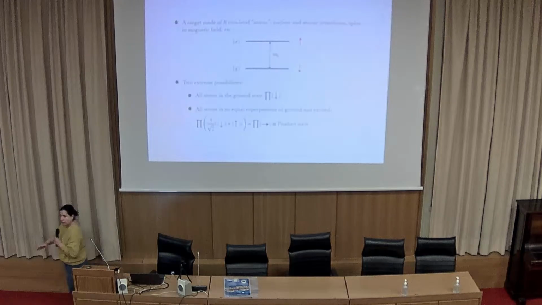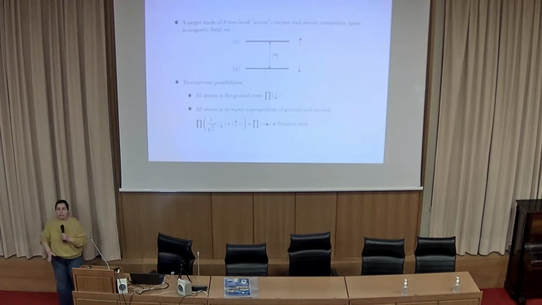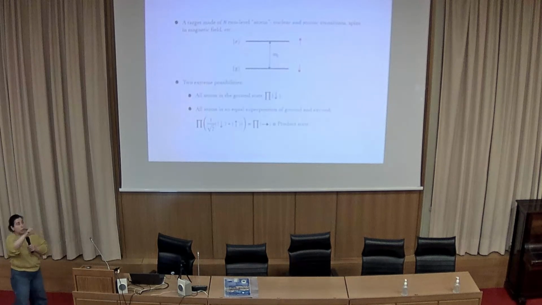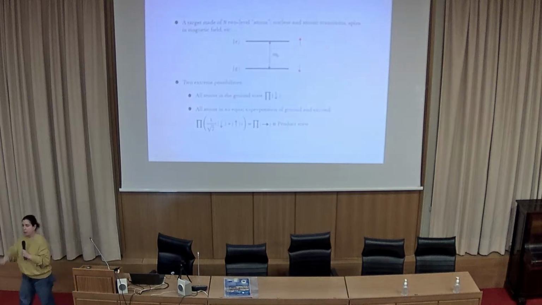Now let's expand this picture, and as we know, atoms can have internal structures. So let's simplify their internal structure and assume that the scatterers are a two-level system. There is a ground state, there is an excited state, split by some energy splitting omega naught. We will consider two extreme possibilities: one where all the atoms start from the ground state, and one where all the atoms are in an equal superposition of ground and excited. And this is something that we know how to create experimentally.